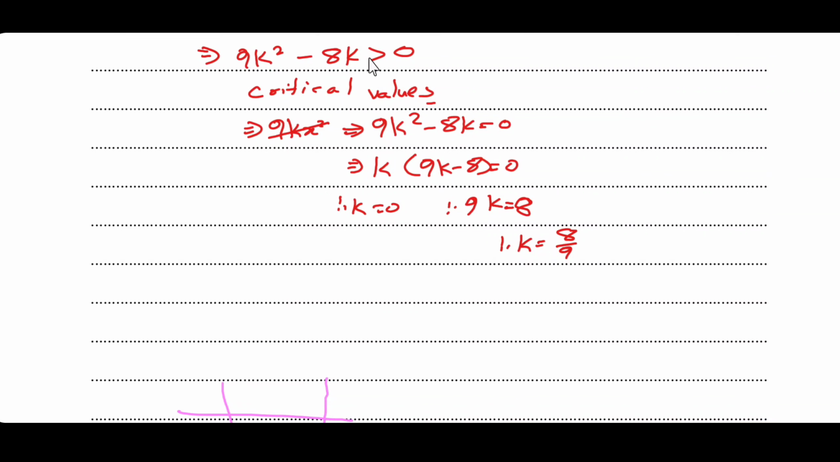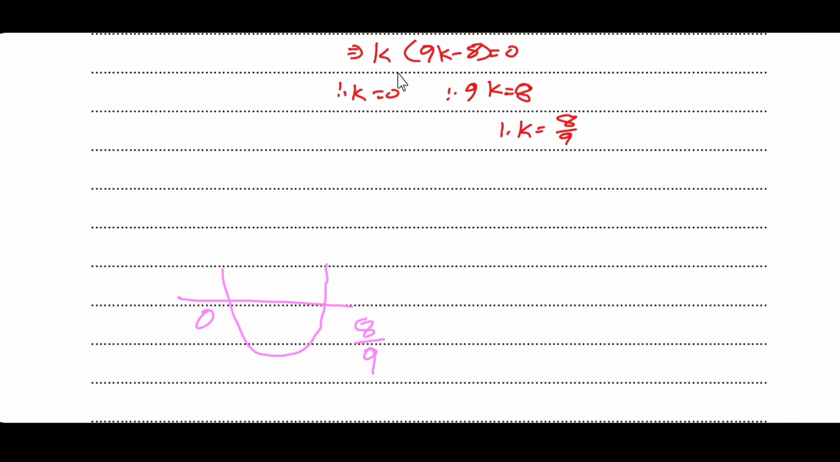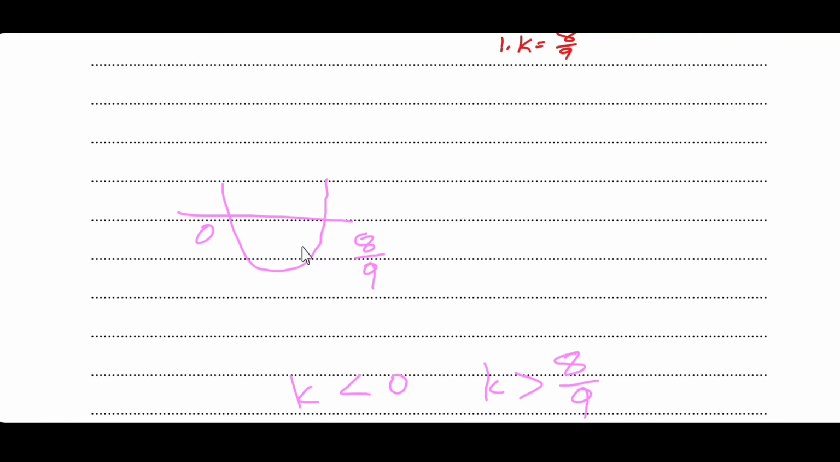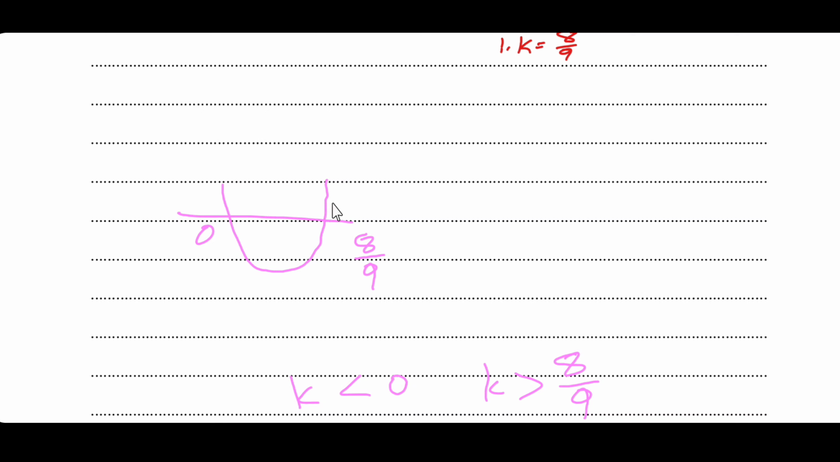And since the expression is greater than 0, we have to choose the values of k that are less than 0 and greater than 8 by 9. We can see that this region has values greater than 0, while this region has values less than 0. So the values of k for which the expression is greater than 0 would be less than 0 and greater than 8 by 9, that is this region and this region.